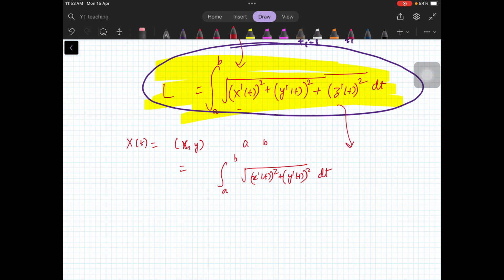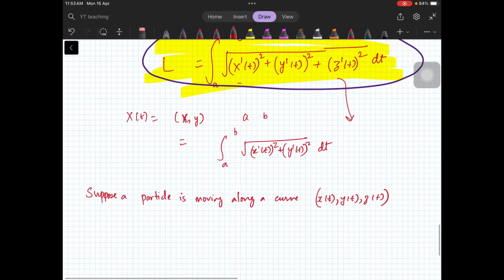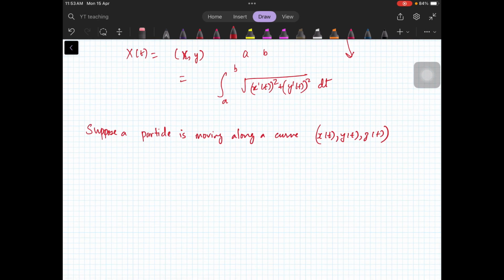If I ask you, suppose a particle is moving along a curve x(t), y(t), z(t). Forget about this formula and think about this as a separate statement, and then we'll connect. Suppose a particle is moving along a curve. This is the curve along which the particle is moving.